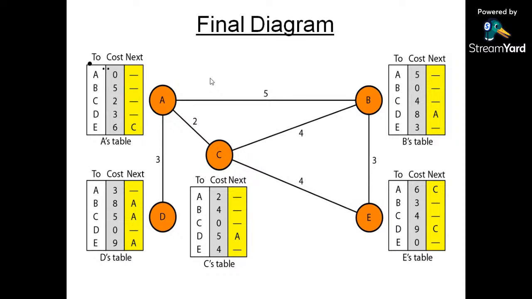Both are options, out of which we consider the smallest path. That is A to C and C to E. So this is the final diagram for each table. We consider the smallest path for comparing the distance. Now there is a B table, a C table, and an E table, so we can find the routing table for each node. So this is the final diagram for the shortest path.